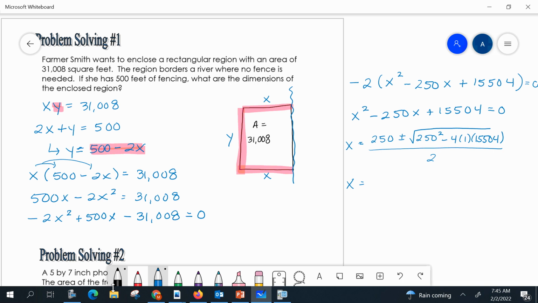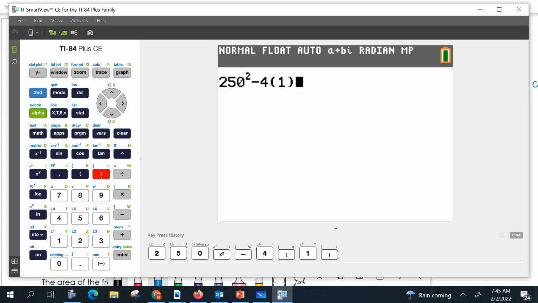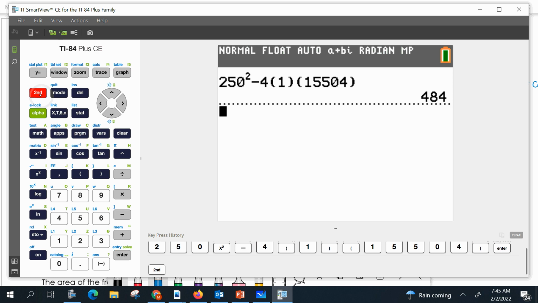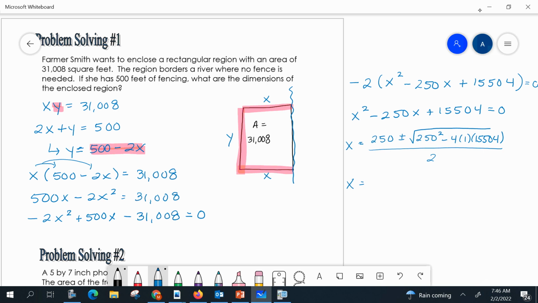All right, so the biggest thing is I need to go into my calculator and type in the part underneath the square root, which was what? 250 squared minus 4 times the a value times the c value. And that part under the radical is going to be 584. And I don't know if you realize this, but what I do notice is that 584 is in fact a perfect square. So let's write this out.